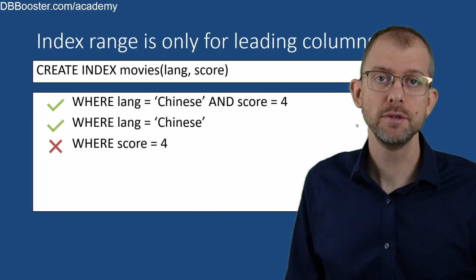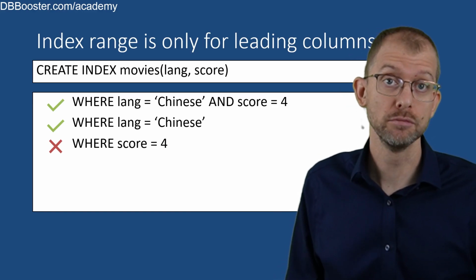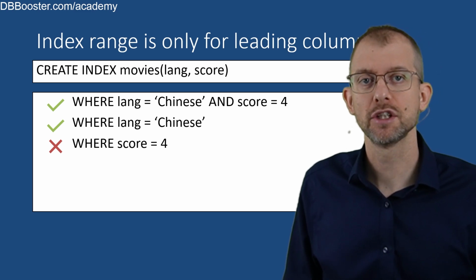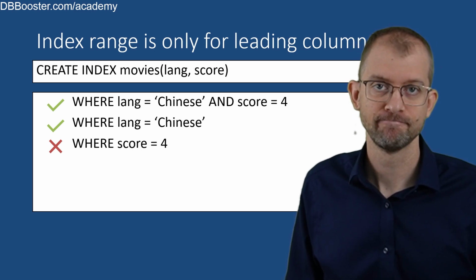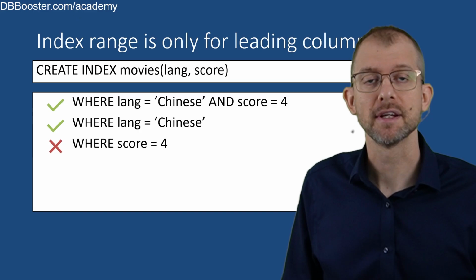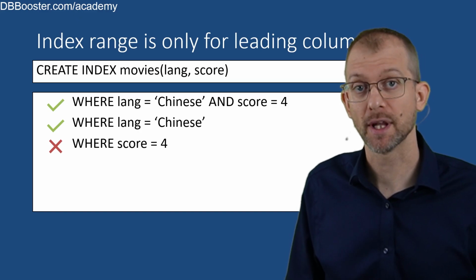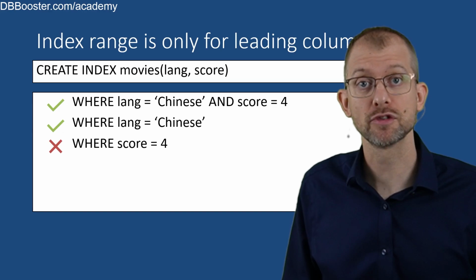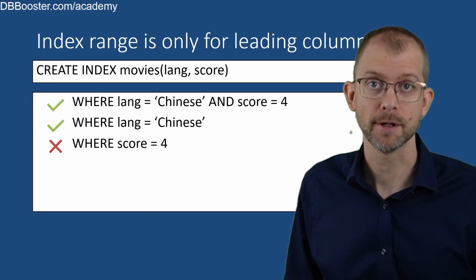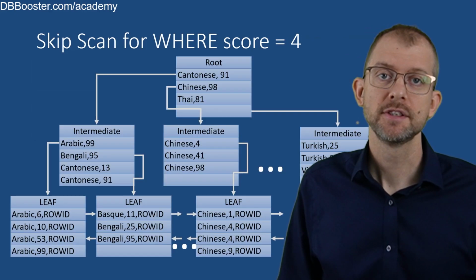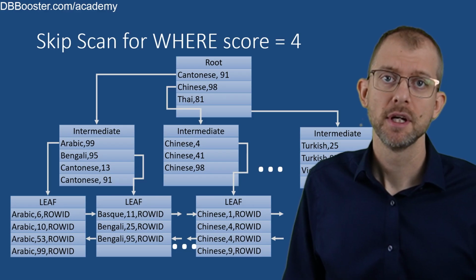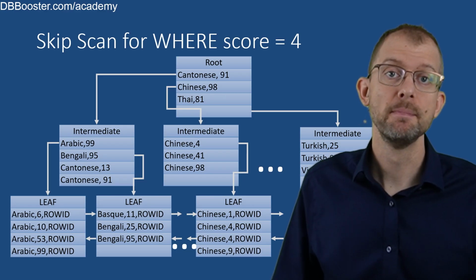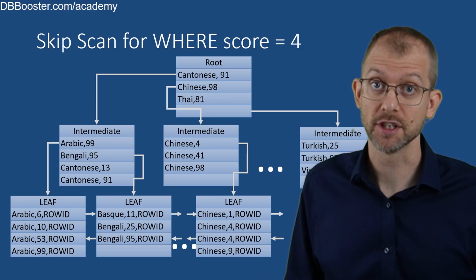To solve this issue with the leading columns, there is an optimization called index skip scan. Let's assume that having an index on language and score, I want to do the search for score equals 4. Skip scan simulates the missing prefix and still does the search.